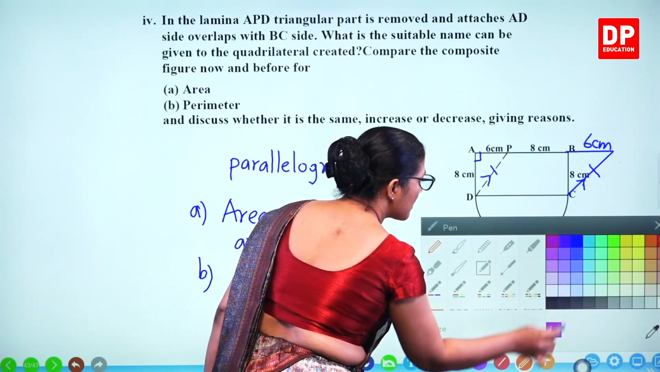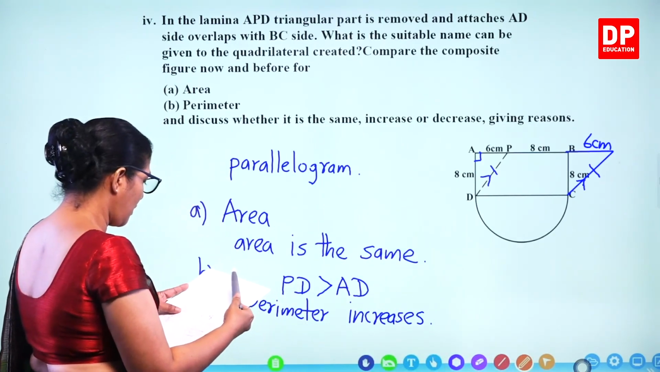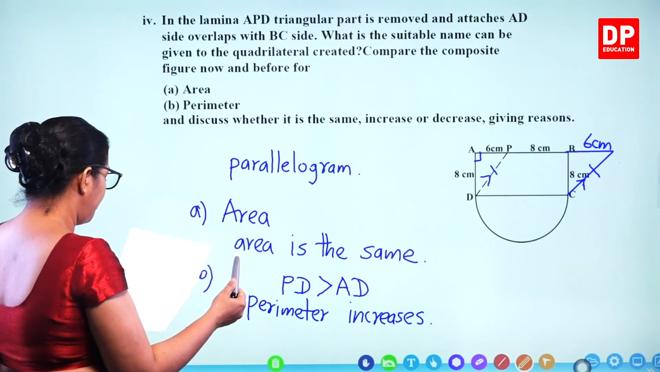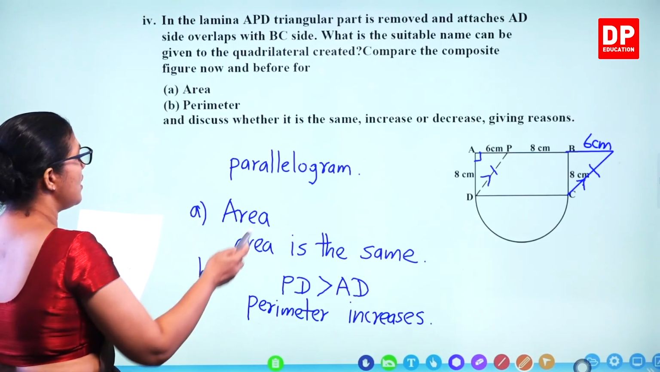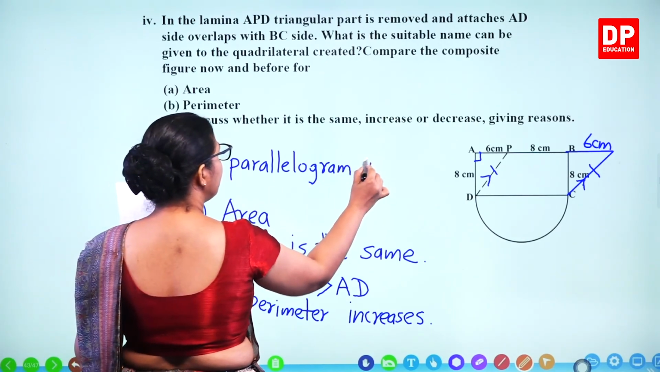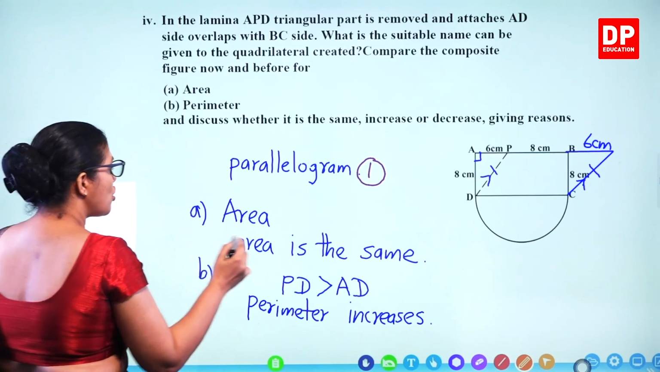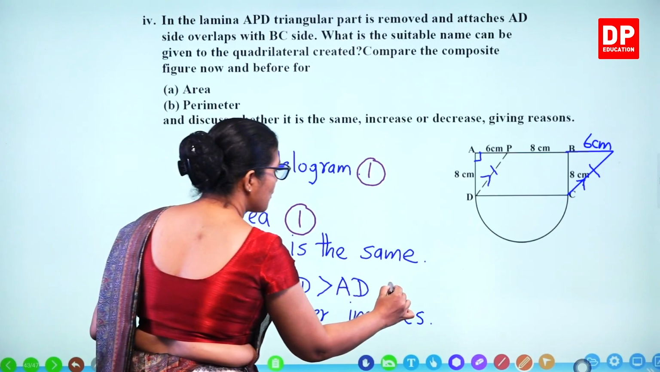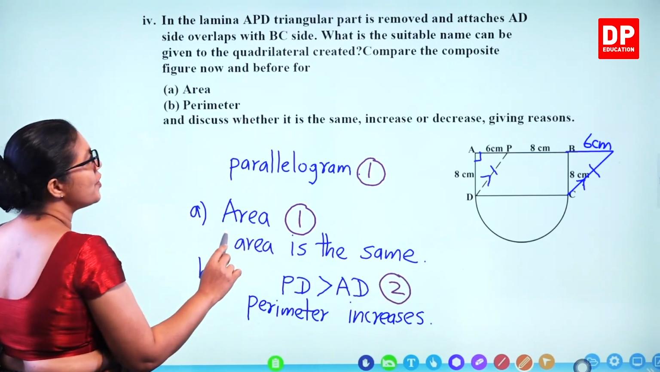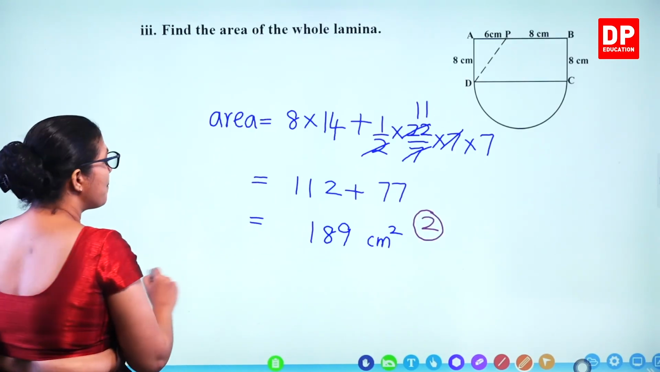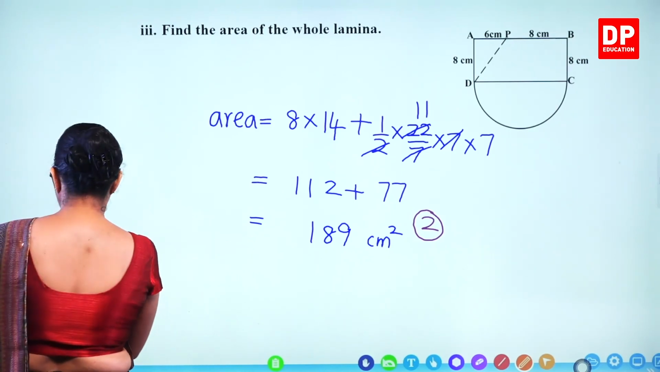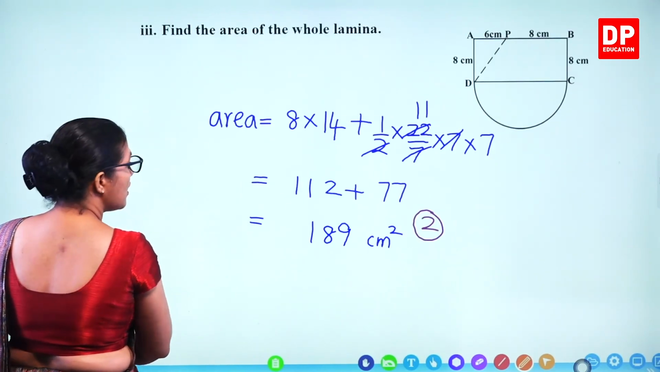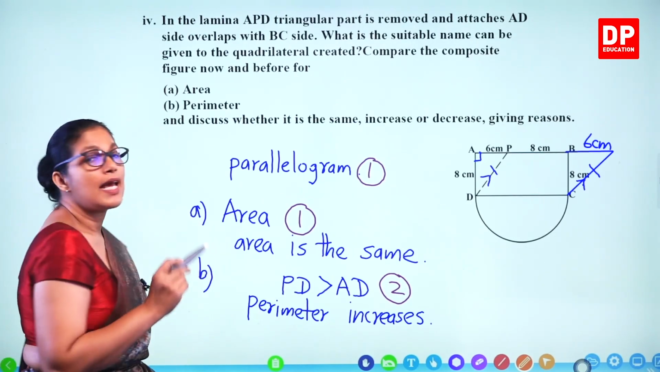So how many marks? So you get 2 and 2. So here this parallelogram, just 1 mark will be given. And area is not changing, 1 mark. And perimeter increases, that's 2 marks. 2, 3, 4, 5, 6, 7, 8, 9, 10. So the last question, you get 10 marks.